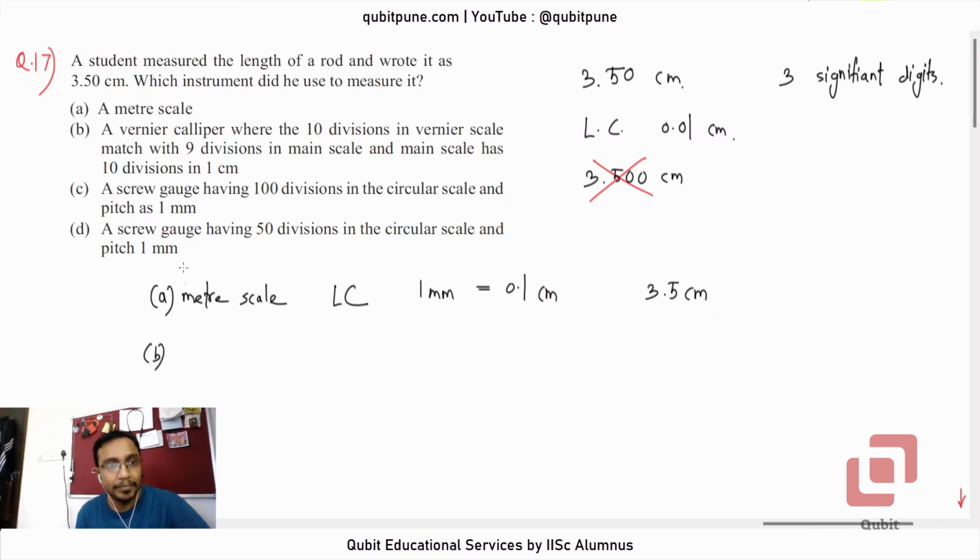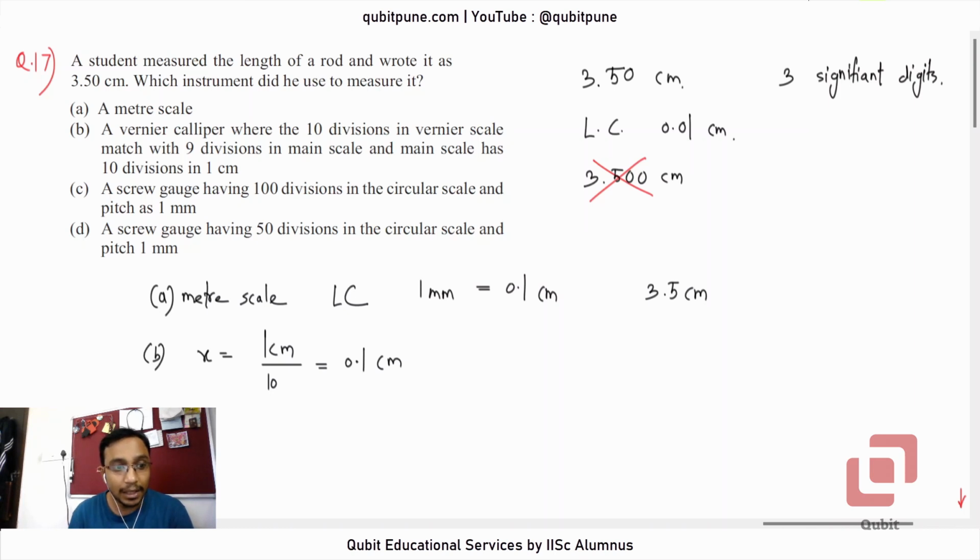Let's go to B. A vernier caliper where 10 divisions in the vernier scale match with 9 divisions in the main scale, and the main scale has 10 divisions in 1 centimeter. Now look, main scale has 10 divisions in 1 centimeter. That means each division on the main scale, let us use the standard notation, x, will be 1 centimeter upon 10, so that is 0.1 centimeter. This is not the least count, please keep that in mind. This is the length or the distance between two consecutive divisions on the main scale.